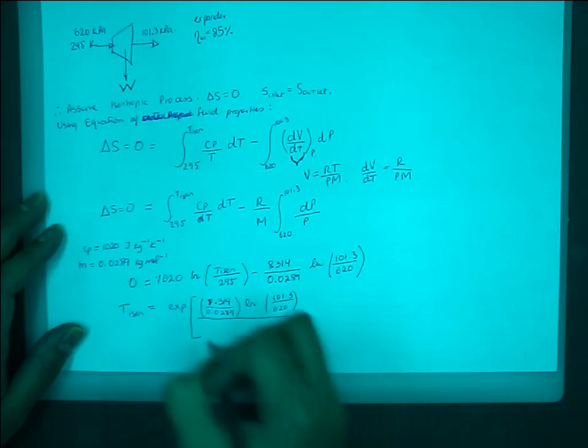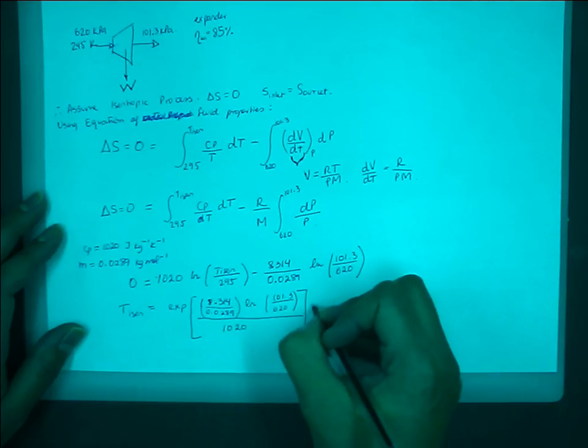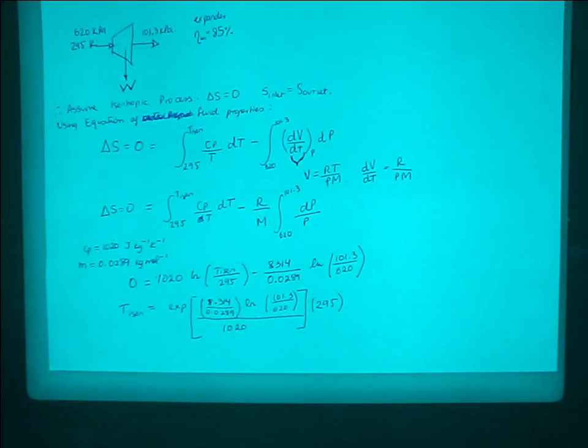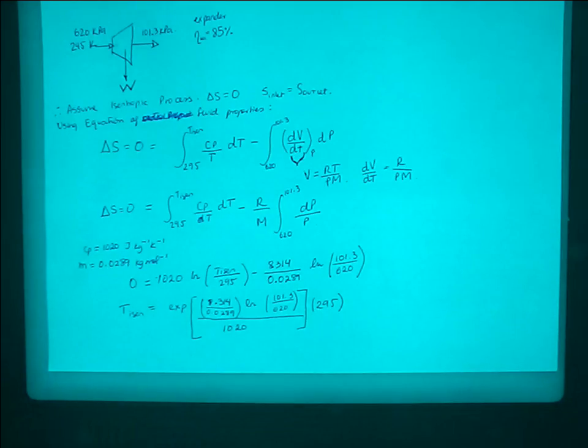T should be 195. Where? 195? No, 295, right? No, I mean the answer. Oh, how much do you get? T isentropic. No, but that's a real T. The answers are for real conditions. Oh, okay. Yes, so it's the final answer.